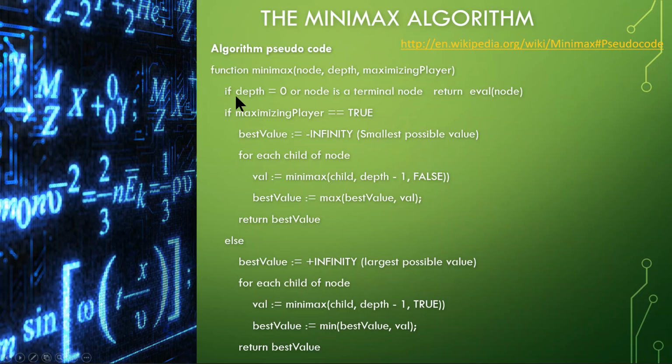So it's going to stop recursing and hit your base case when we've hit a depth of 0 or you've hit a terminal node, meaning there's a win, loss, or draw. And otherwise from that, you just return back the evaluation of this node.